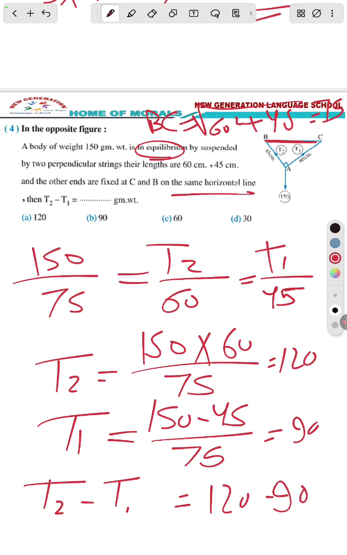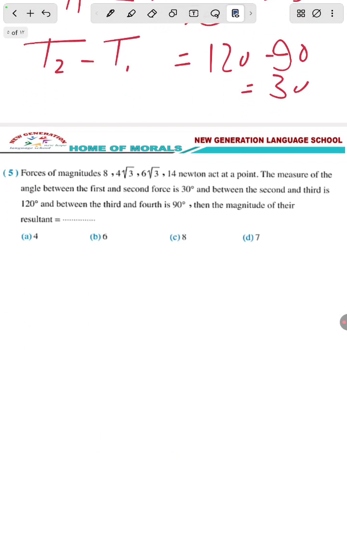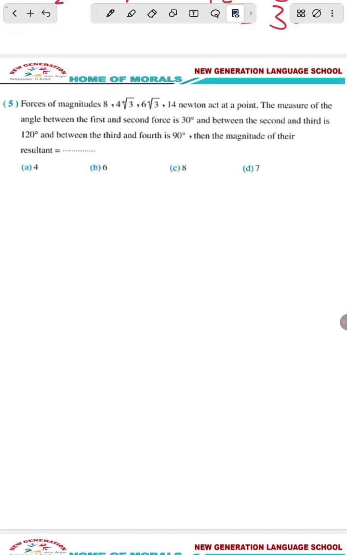120 minus 90, it will be equal 30. Okay. Another question. Forces of magnitudes 8, 4 root 3, 6 root 3 and 14 Newton act at a point. Then the measure of the angle between the first and second is 30.